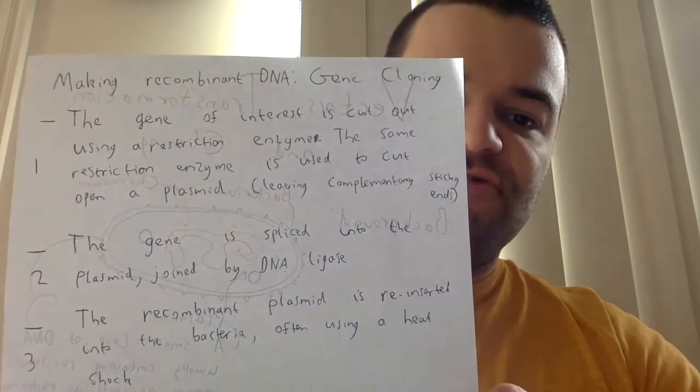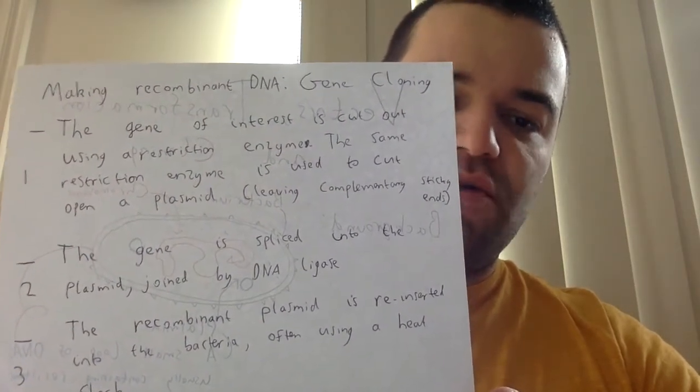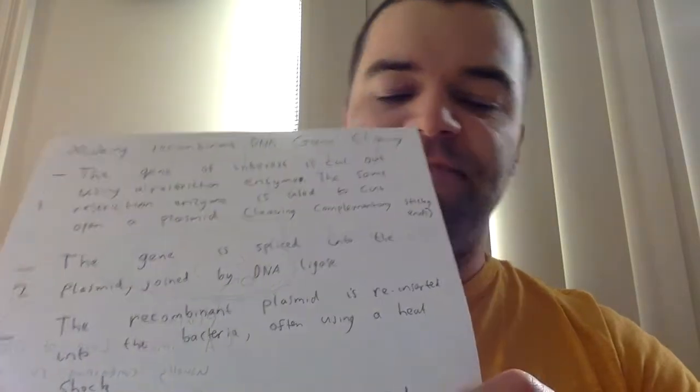We cut it out with restriction enzymes, and the exact same restriction enzyme is also used to cut open a plasmid. The reason for that is if we use the same restriction enzyme to cut out the gene from the human and the same restriction enzyme to cut open the plasmid, it should make complementary sticky ends, okay? So it should make sticky ends that will easily go together because they can contain complementary bases, all right?